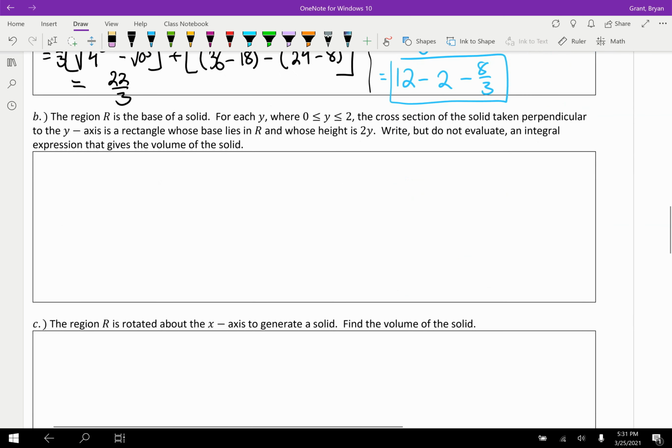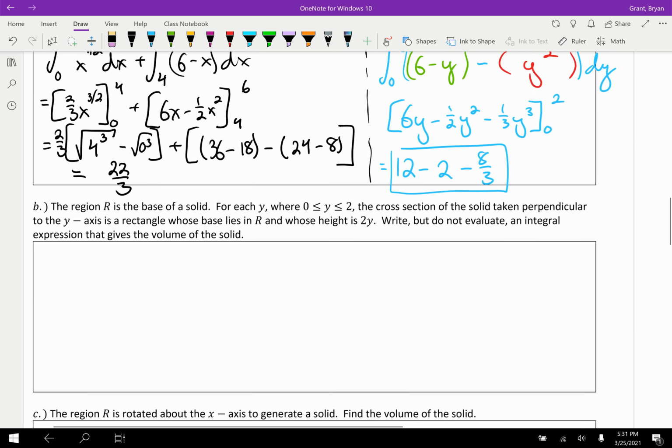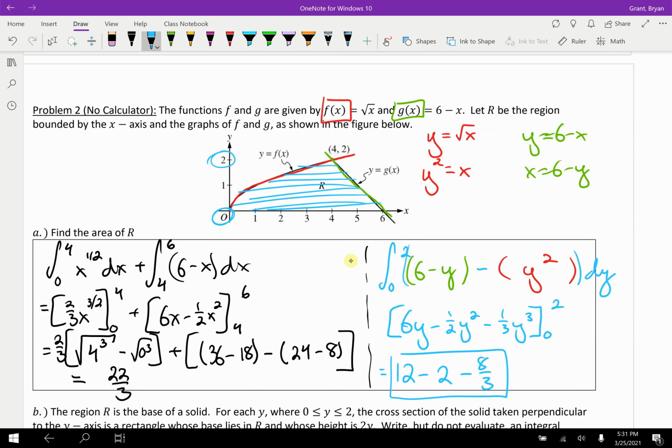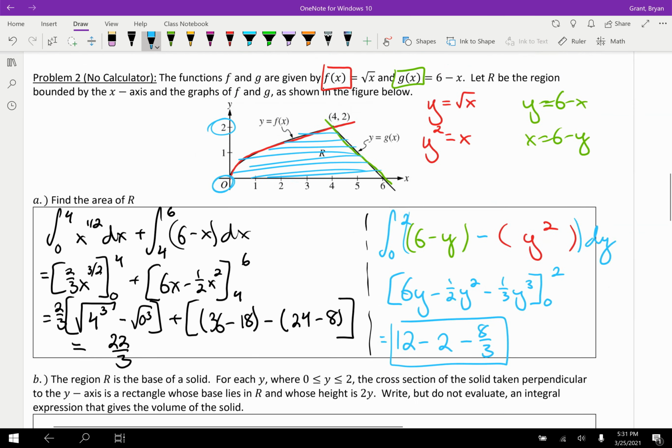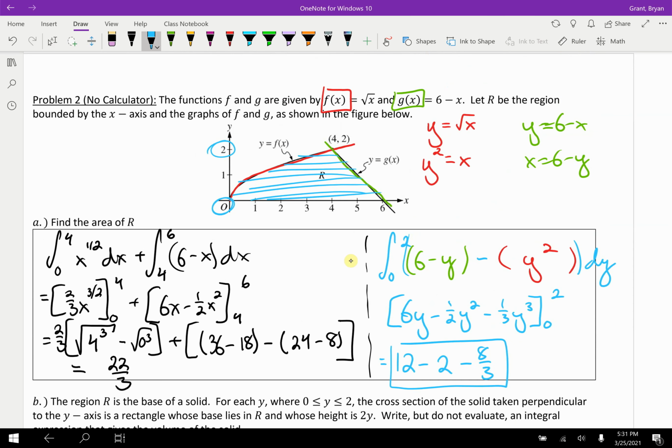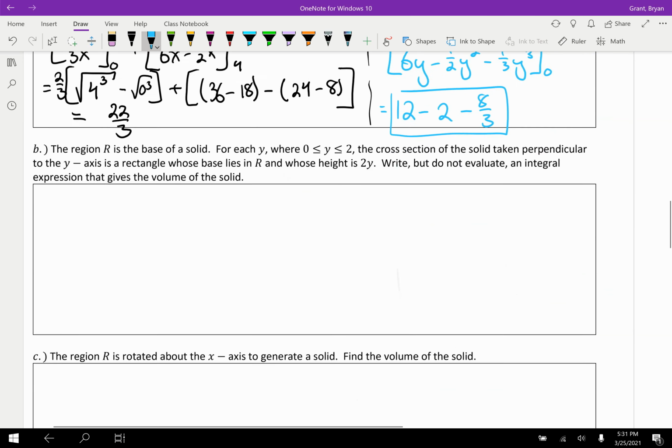Just glancing down, notice they tell us the region R is the base of a solid, and for each y, perpendicular to the y-axis. As soon as you see that, you know that you have to put these equations in terms of y, in terms of x equals stuff of y. And so by looking at part B, I would have realized I have to change them anyway. Let's change them at the beginning, and this way we only have to do one integral instead of two. So either way is fine. However, it might be more efficient to convert them to x equals instead of y equals. Speaking of, let's get to part B.